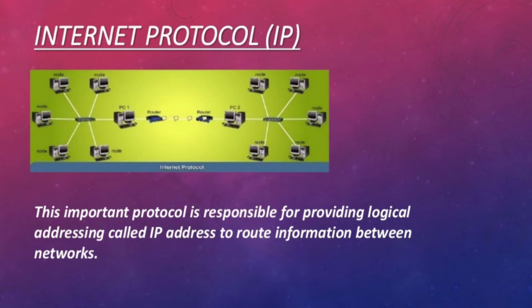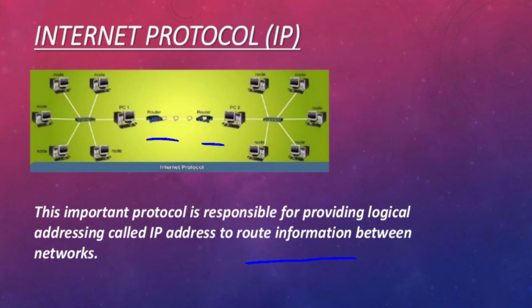IP is responsible for giving the proper route. Proper route means what? There are routers over here. What is the router responsible for? What is the role of the router? All these videos are already there. If not seen, please watch them.